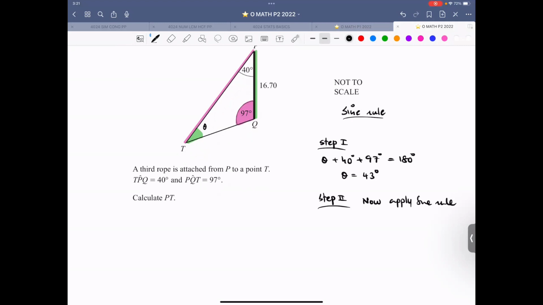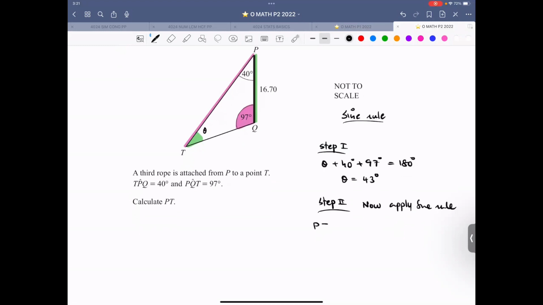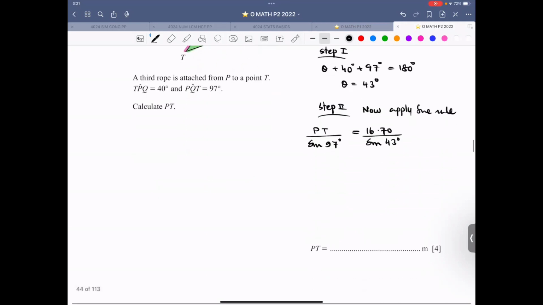So this is an application of sine rule. Therefore, I'll write PT divided by sine of 97 degrees, that's the same thing as 16.70 divided by sine of 43 degrees.